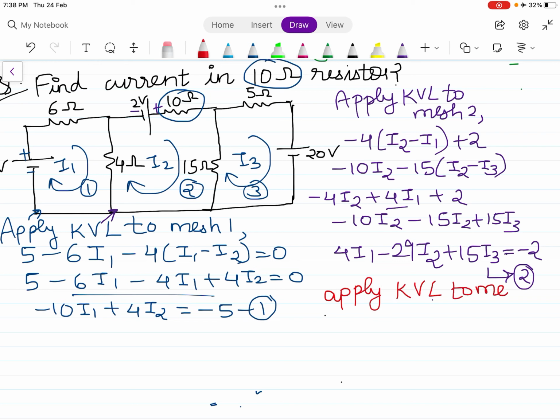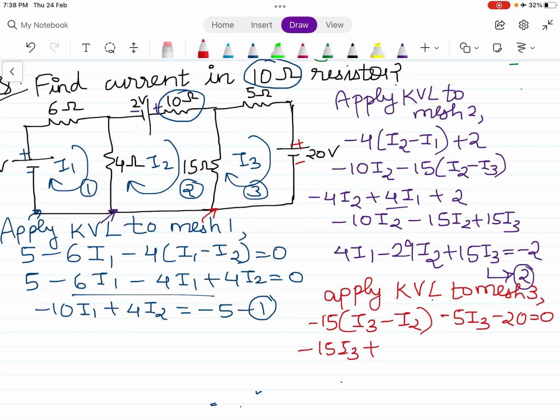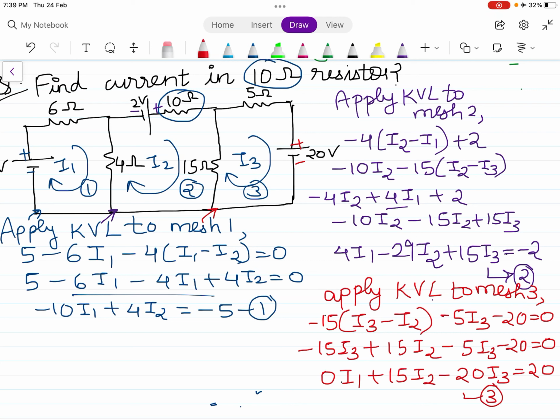Then I will say apply KVL to mesh 3. When I apply KVL to mesh 3, starting from this point, then I get minus 15, applying it to mesh 3. So current I3 is greater, so (I3 minus I2) minus 5 I3 positive to negative minus 20 equal to 0. Minus 15 I3 plus 15 I2 minus 5 I3 minus 20 equal to 0. So 0 I1 plus 15 I2 minus 20 I3 equal to 20. Equation number 3. So minus 10 I1 plus 4 I2 plus 0 I3 equal to minus 5. Equation number 1. So 1, 2 and 3.